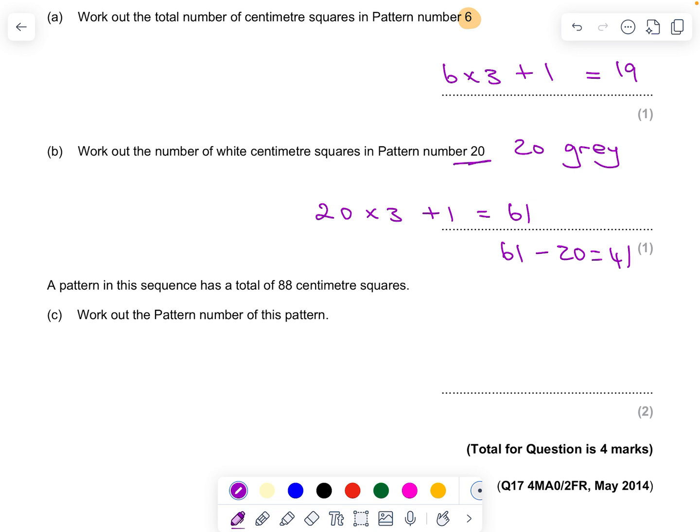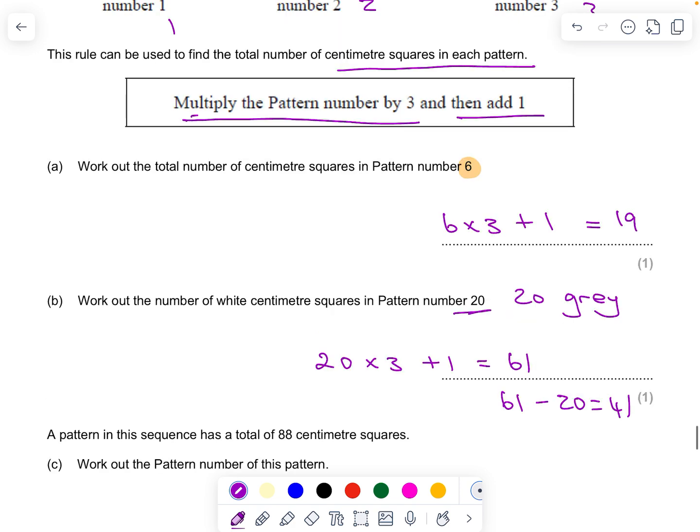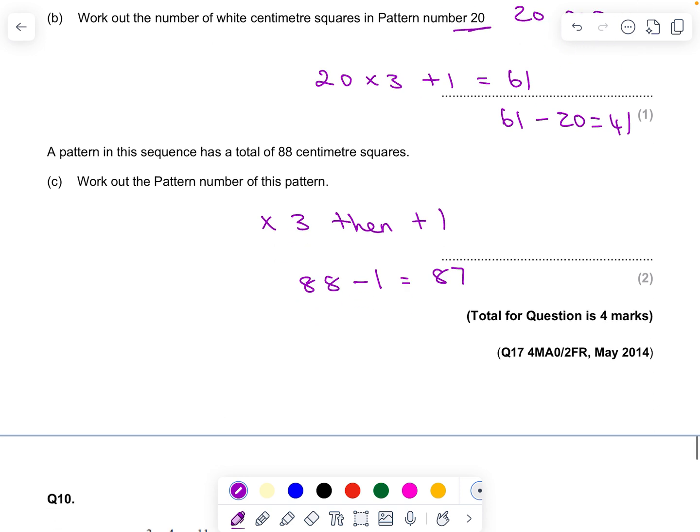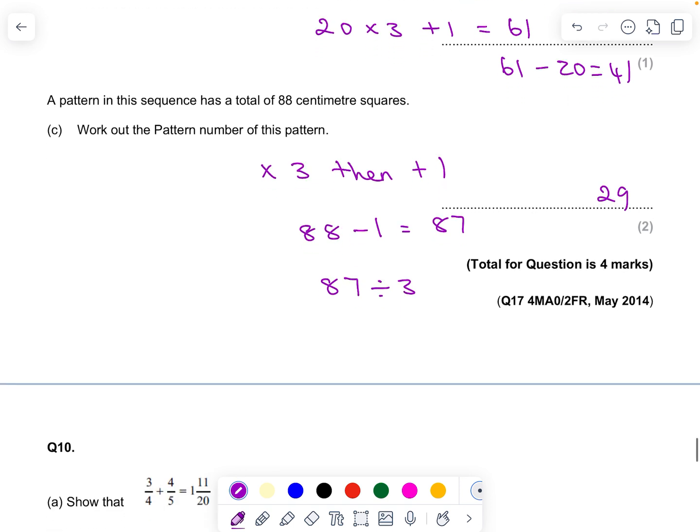A pattern in a sequence has a total of 88 centimetre squares. Work out the pattern number of this pattern. So I need to work backwards. We were told that whatever the pattern number is, we should times by 3, then add 1. So now let's do the opposite. Let's do 88, take away 1, which gives me 87. And then instead of timesing by 3, I'm going to do 87 divided by 3, which gives me 29.